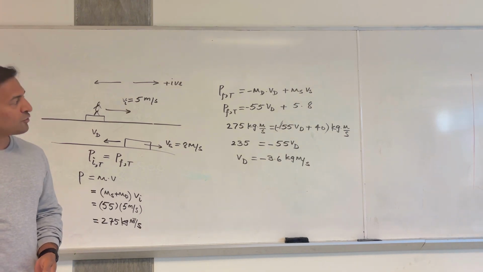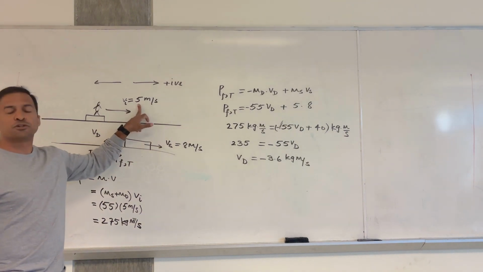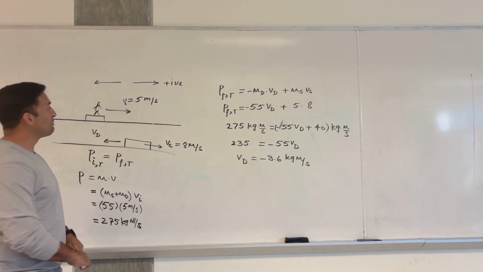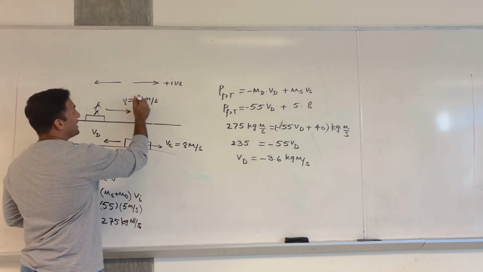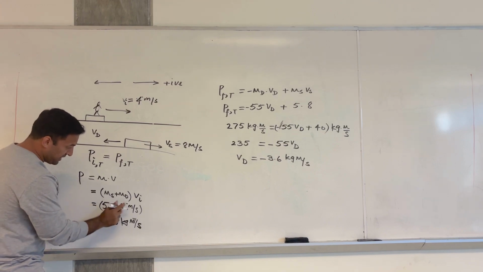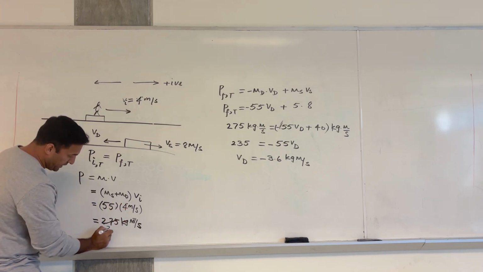Anyway, so in the question, the initial speed is 4 meters per second. I took 5 meters per second. The rest is fine. So just replace this with 4. That's why I was not sure that it's right. So this will be 4, this will be 4, this will become 220.